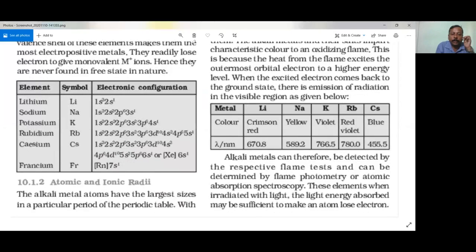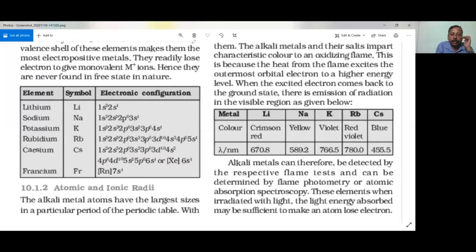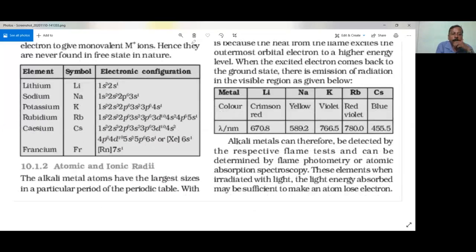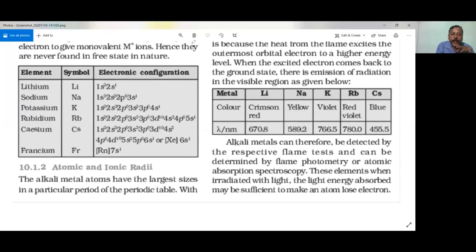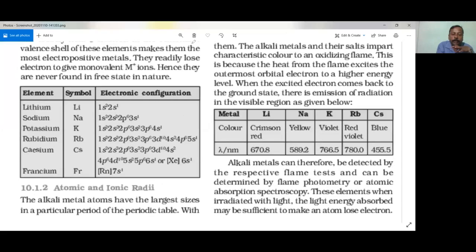So the next property is atomic and ionic radii variation. Alkali metal atoms have the largest sizes, as they are at the beginning of the periodic table. As we move from left to right, atomic size decreases. So they are at the beginning, therefore largest in every period. Blindly, you can say the largest atom of that period will be the alkali metal.